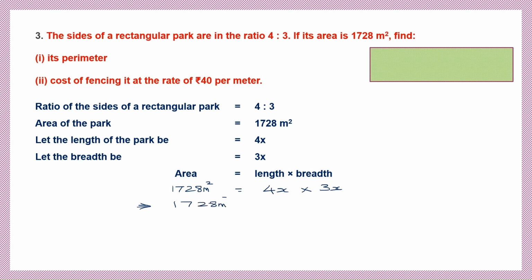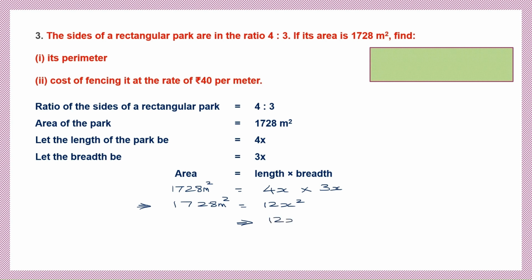1728 meters square is equal to 4x into 3x. That is, 4 into 3 is 12, so 12x square. Now we are going to find the value of x. Okay, so how do we do that? Let's take this equation.